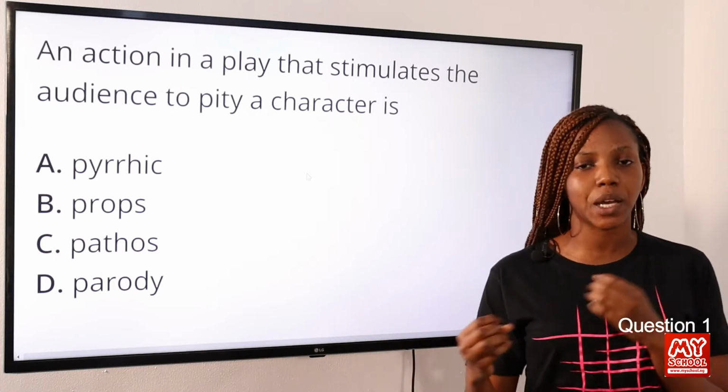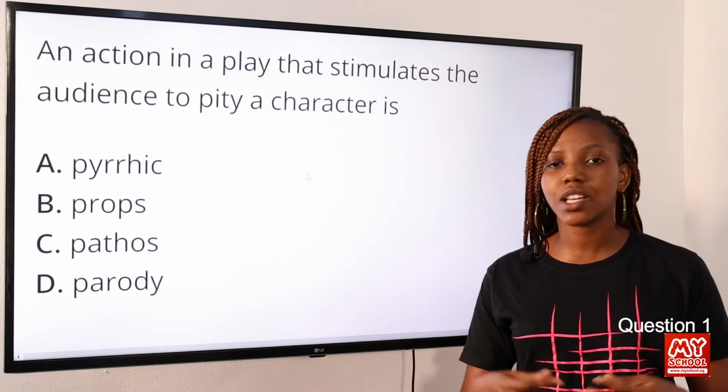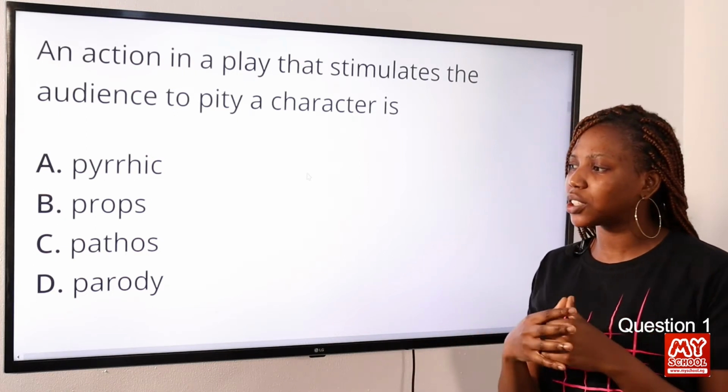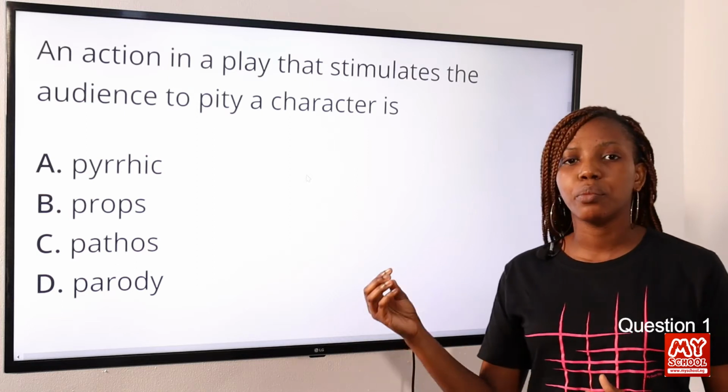Props are objects used by actors on stage. Parody is simply an imitation for comic effect. So the answer to this question based on the definition is option C, pathos.